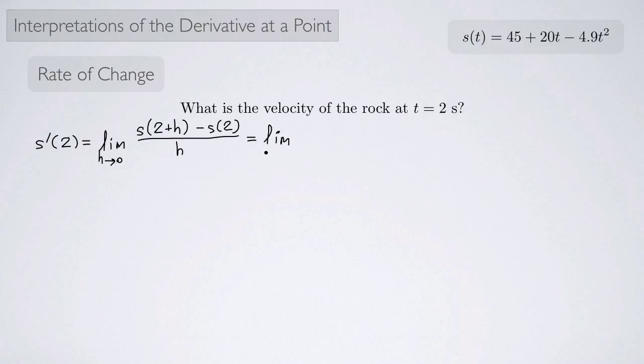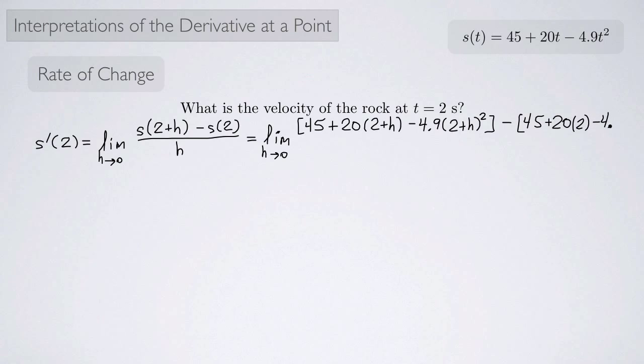So this is the limit as h approaches 0 of S of 2 plus h. So I'm going to take my formula for S up above, and everywhere that I see t, I'm going to replace it with 2 plus h. So I get something that looks like this. Okay, and then I have minus S of 2. So I'm going to do the same thing, but just replace all of the t's with a 2. All right, and this whole thing here is all over h.